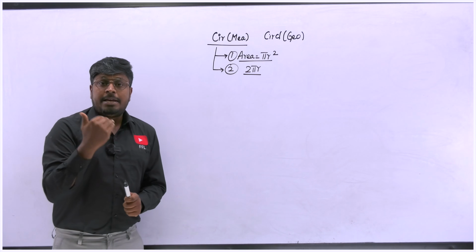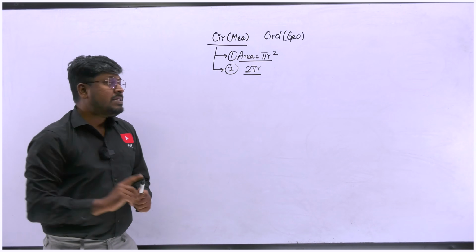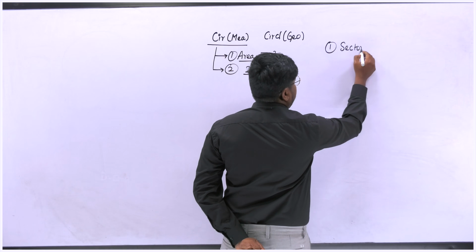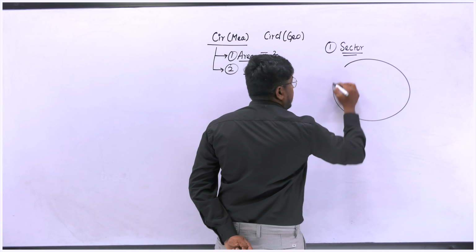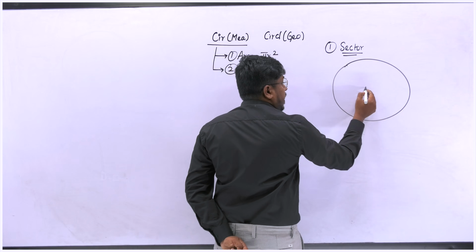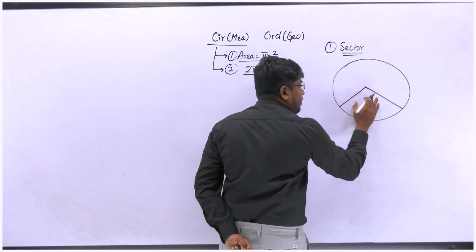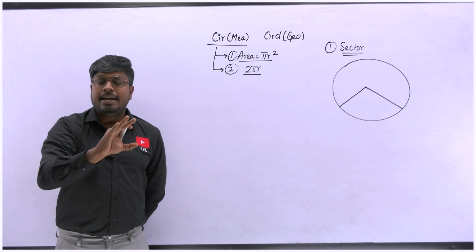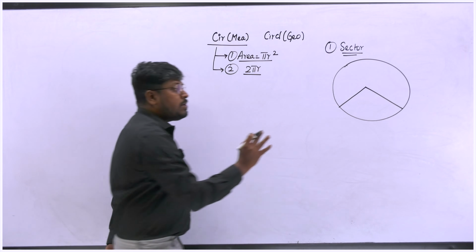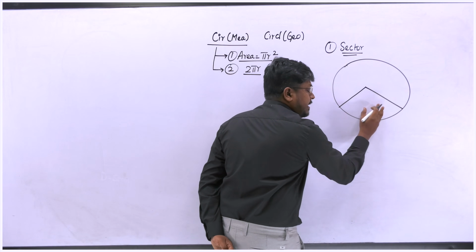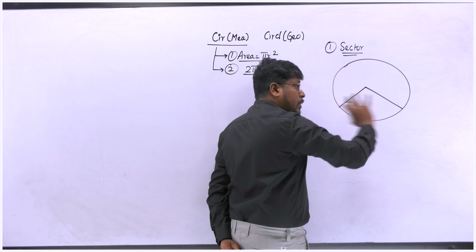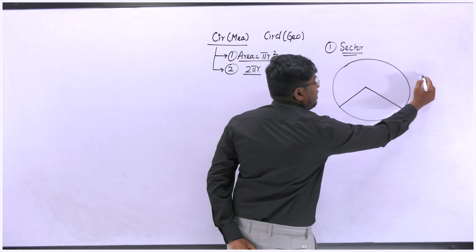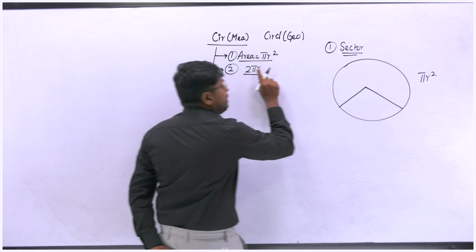Now, getting into the important concepts of the circle. First, you have to learn how to solve a question based on a sector. If, from the center point, we need to find only the area of this region, it is called a sector. Some part taken from a circle is called a sector. If you need to find only the area of this sector, you don't need to learn any new formula. We know the total area of the circle, which is pi r square.